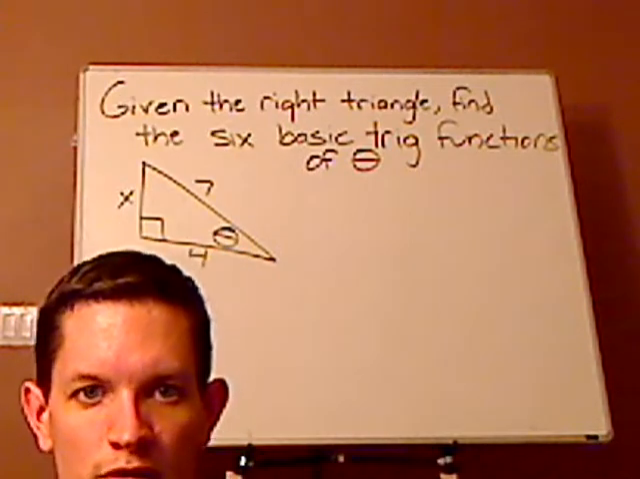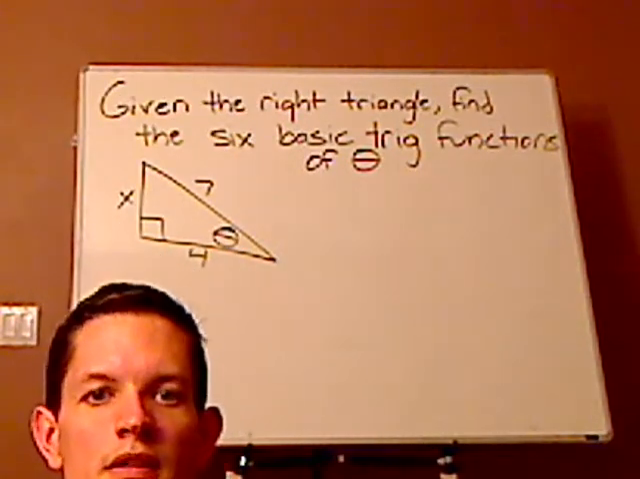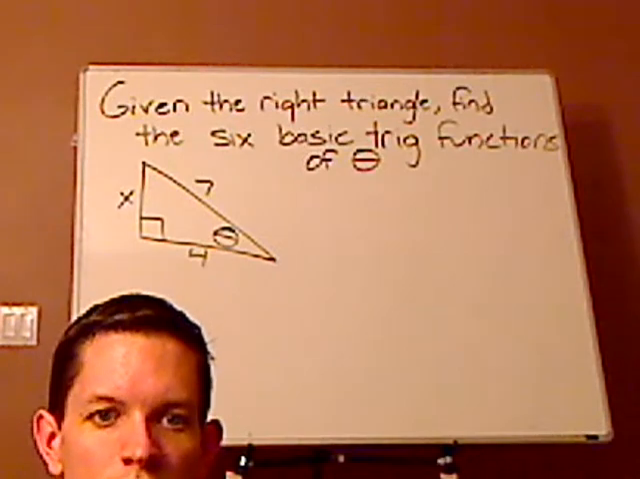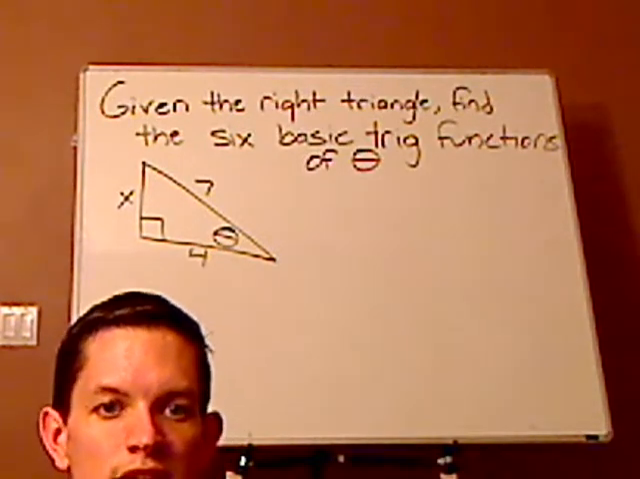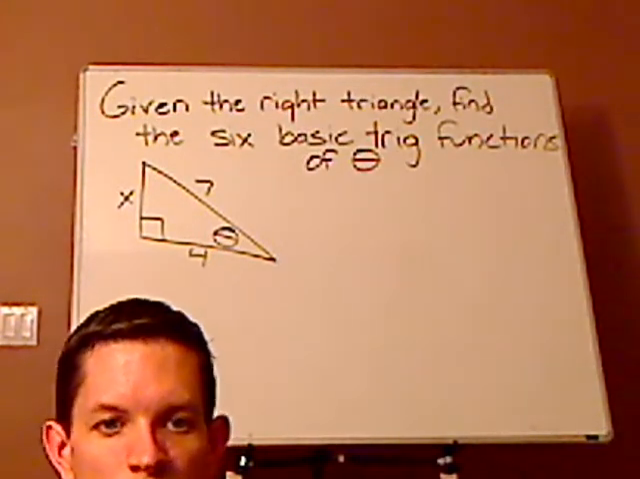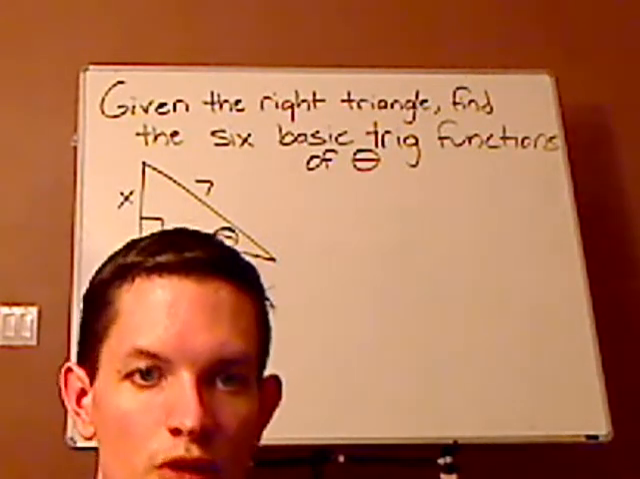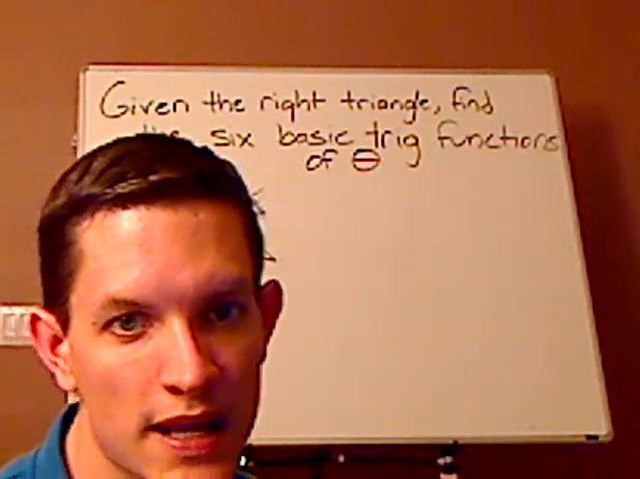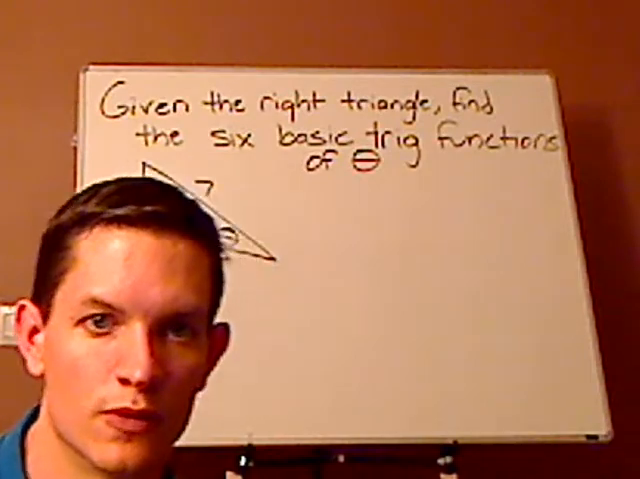Given the right triangle, find the 6 basic trig functions of theta, and theta is your given angle, and you have no clue what that is. So if you would, pause the video and see if you can try to do this one on your own.